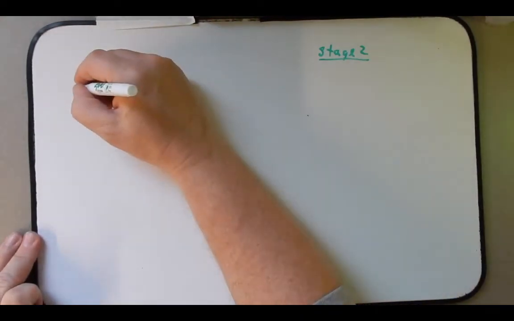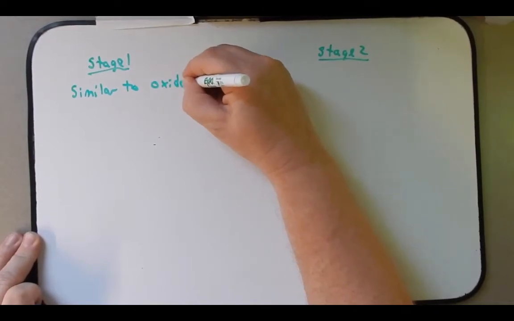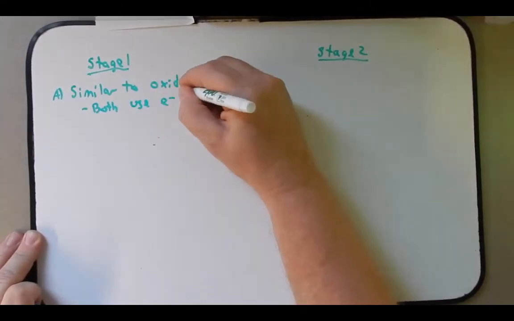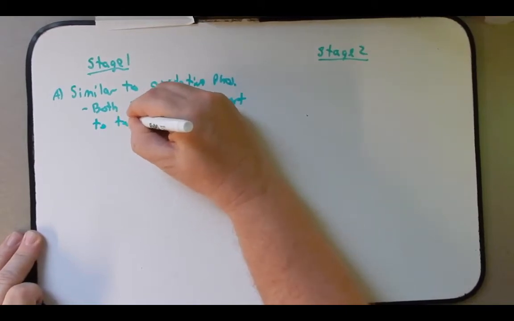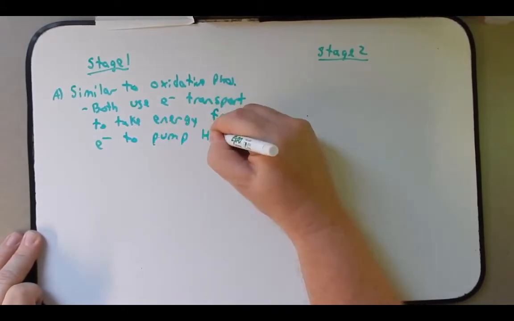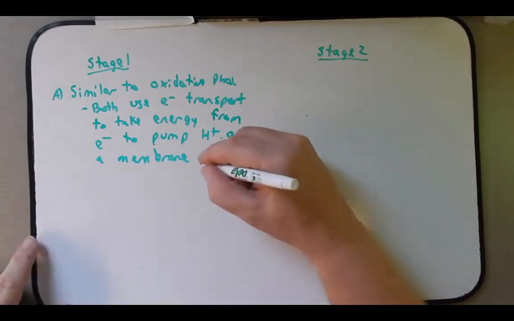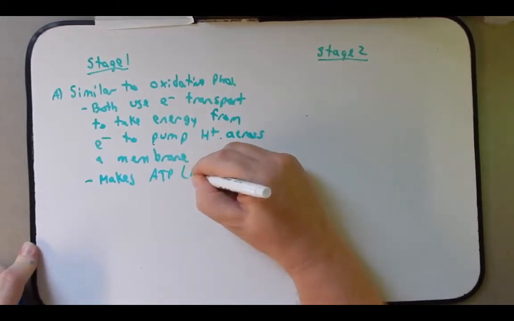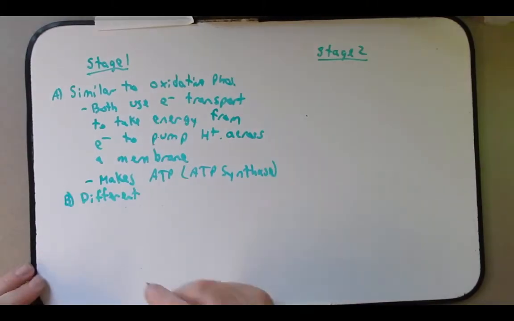In some ways, stage 1 is similar to oxidative phosphorylation because they both use electron transport to take energy from the electrons to pump protons across a membrane. Now, as they do that, they will use that to make ATP using that enzyme we talked about last time called ATP synthase. Now, they are different in some ways.